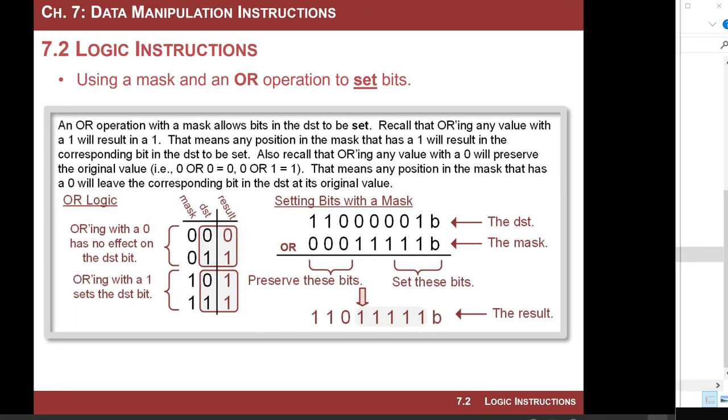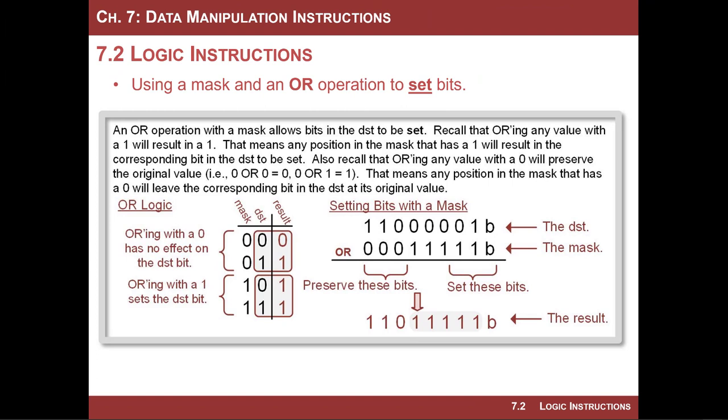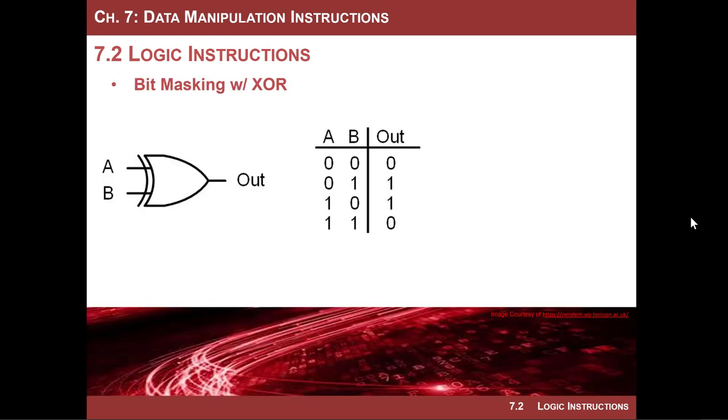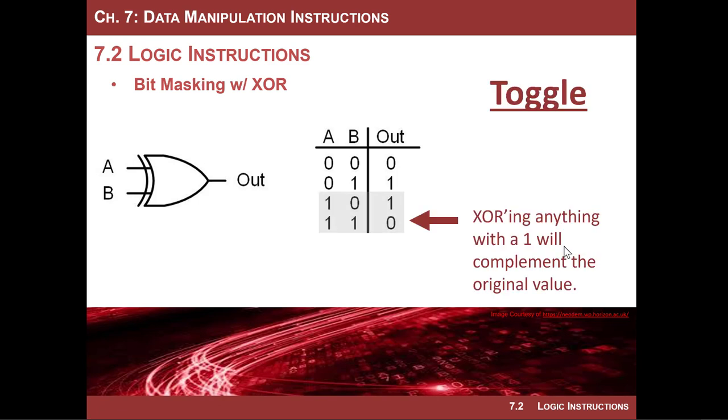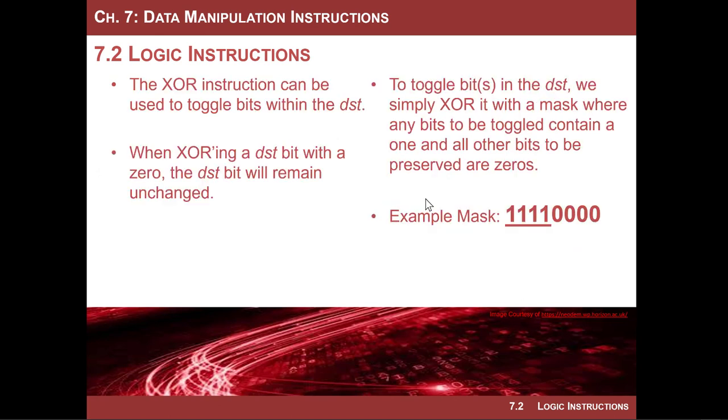Okay, now you're like, hey, what else can we do? Well, I can do one more thing, and that is the XOR. Check out the XOR. What does it do? If you exclusive OR anything with a 1, it will actually toggle the value. So a 0 becomes a 1, and a 1 becomes a 0. And again, if you XOR with 0, the values stay the same. So 0 becomes a 0, 1 becomes a 1. I can use this to toggle various bits within a destination.